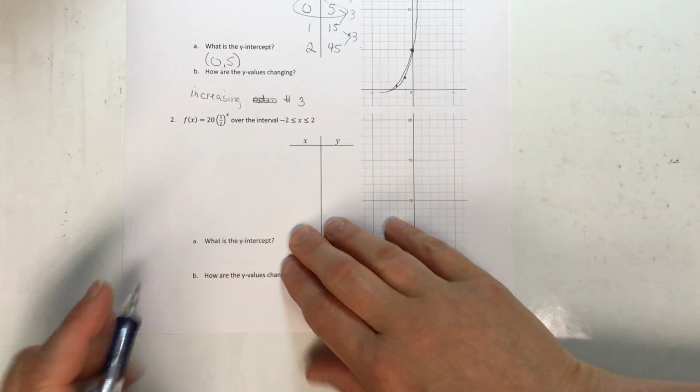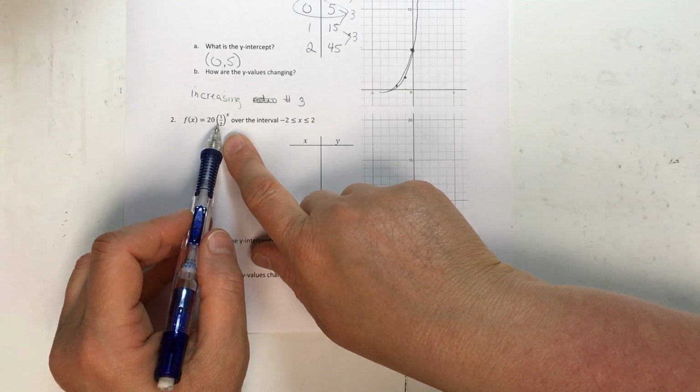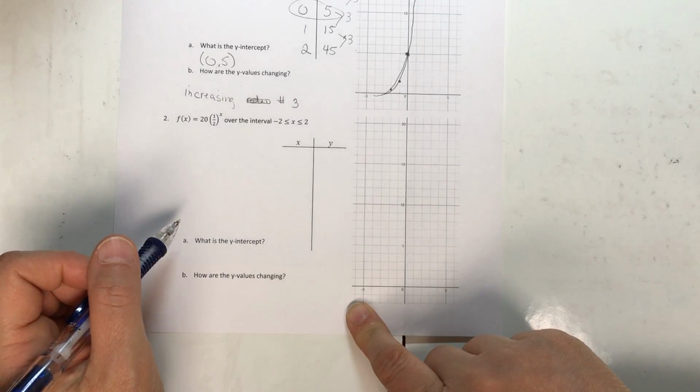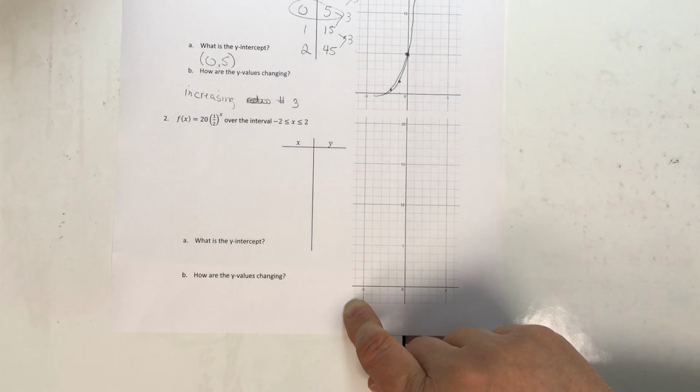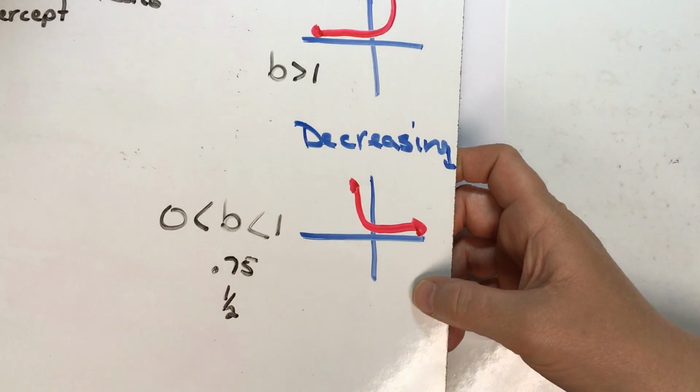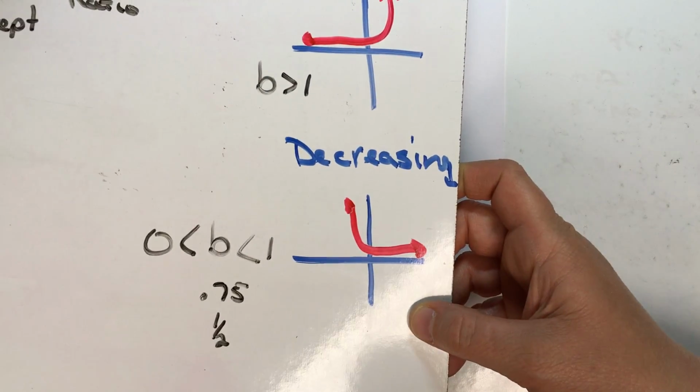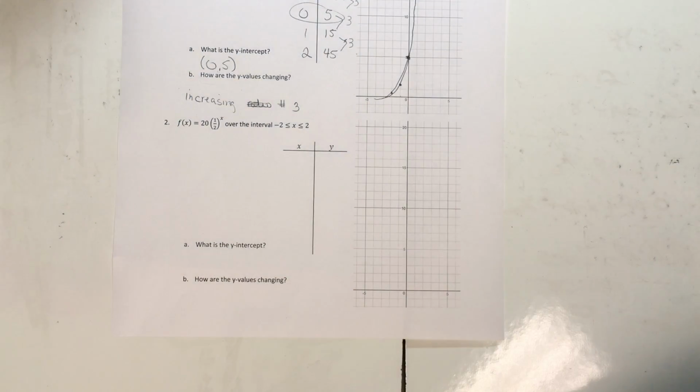Looking at the one below it, we have a 1/2, so we know that we're given this situation here, and it would decrease. So we would have a decreasing graph if we were to work those. So give them a try.